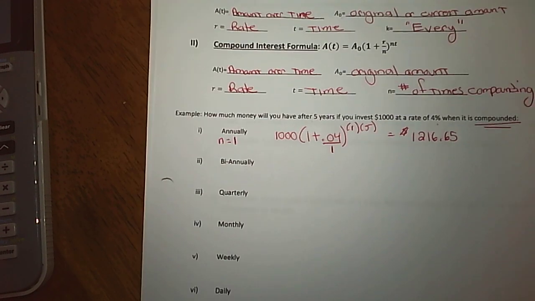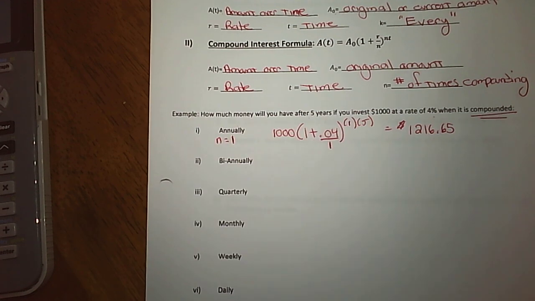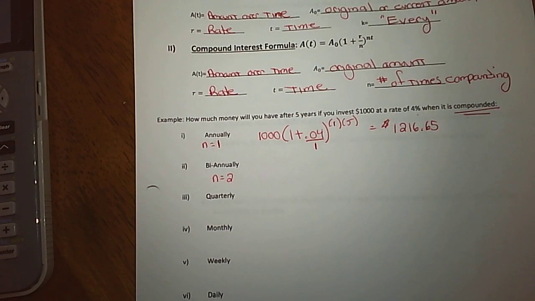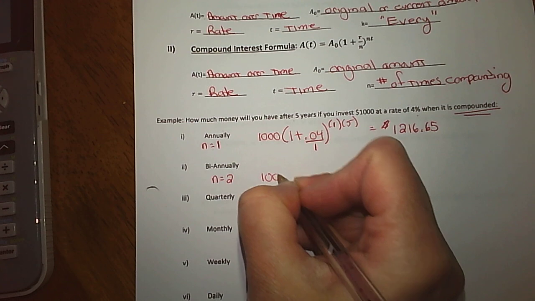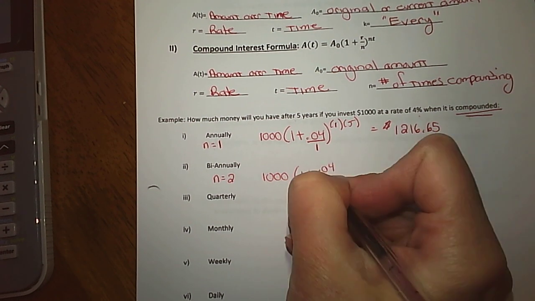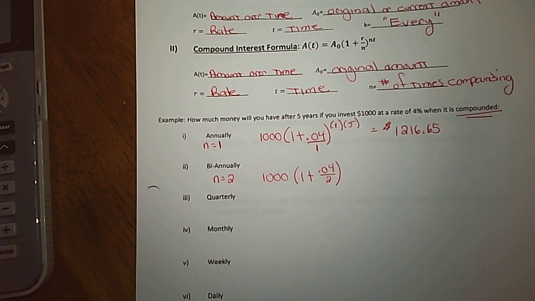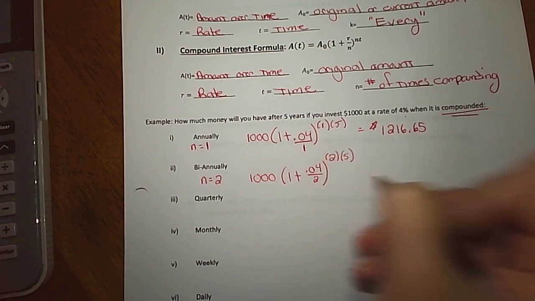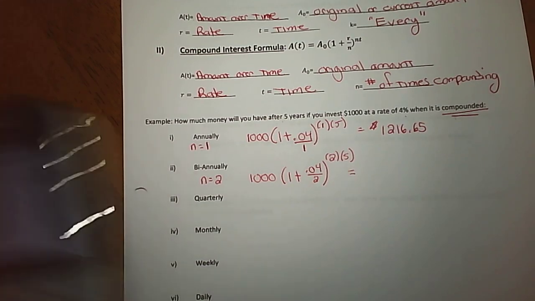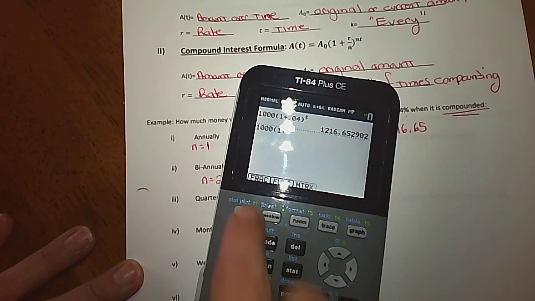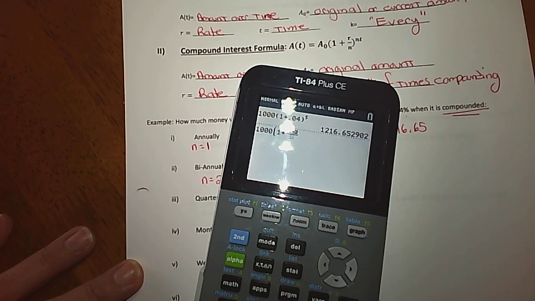So that's annually. Now, biannually. How many times a year do you think that is? Or how many wheels does a bicycle have? 2. So when we do it this time, we're going to make n equal 2. So we're starting with 1,000, 1 plus, it's still 4%, but this time we're going to divide by 2 and do 2 times 5 and see what happens. So we do 1,000, 1 plus the fraction button, 0.04 over 2.